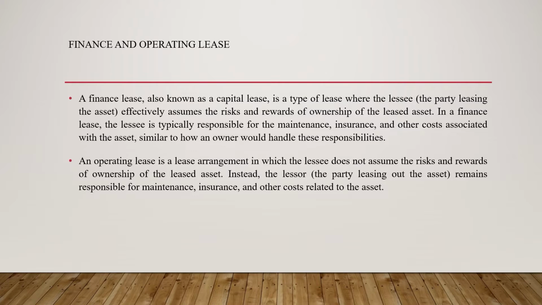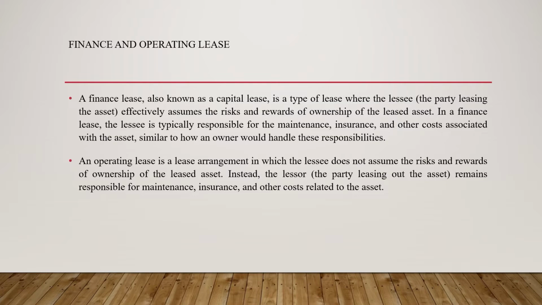In terms of ownership and return in case of operating lease, at the end of the lease term, the lessee typically has the option to return the asset to the lessor, or renew the lease, or purchase the asset at its fair market value. The lessee doesn't usually have a purchase option at a significantly reduced price as in case of finance lease.